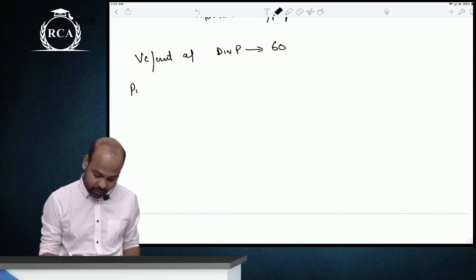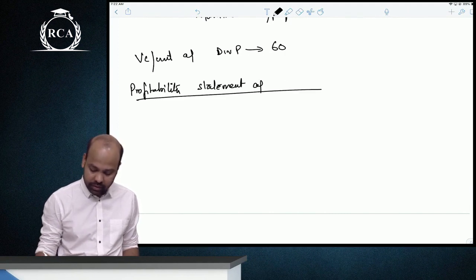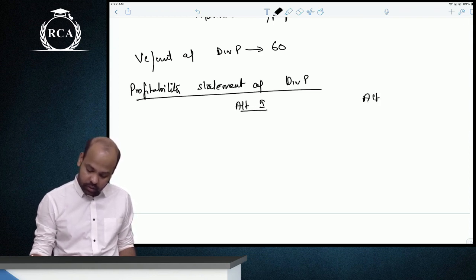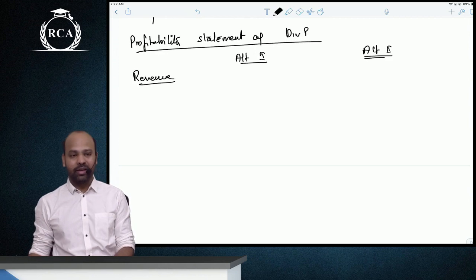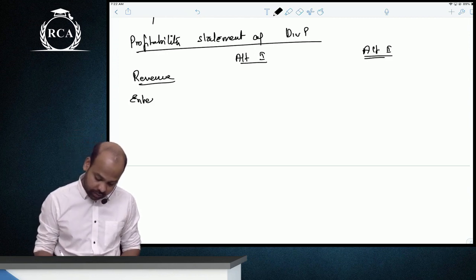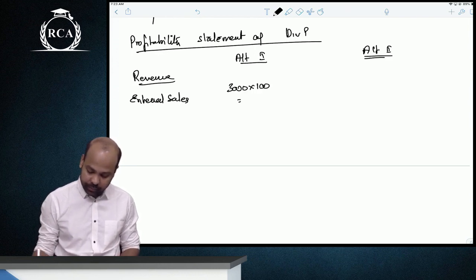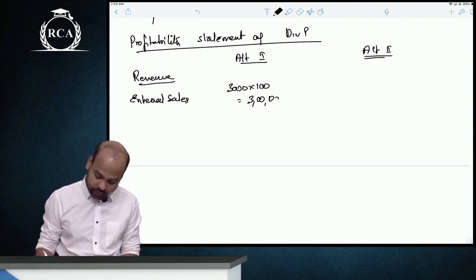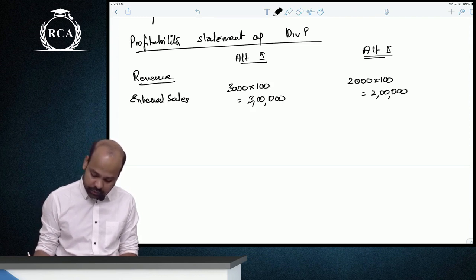Now, profitability statements. Statement of division P. There are two alternatives, alternative 1 and alternative 2. What would be the revenue from external sales? You can all do it with me quickly. Under alternative 1, you're selling 3000 units in the external market at a price of 100 rupees. That is 3 lakhs. Under alternative 2, only 2000 units are being sold at a price of 100. That is 2 lakhs.